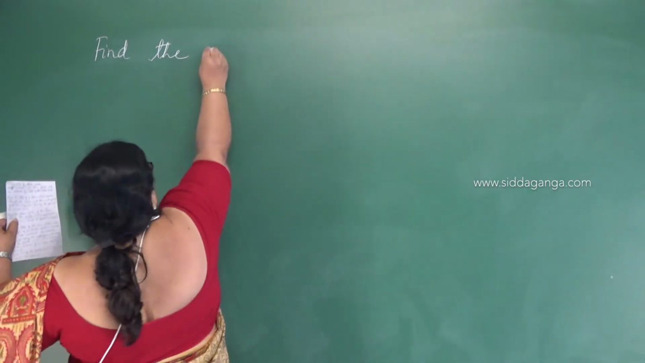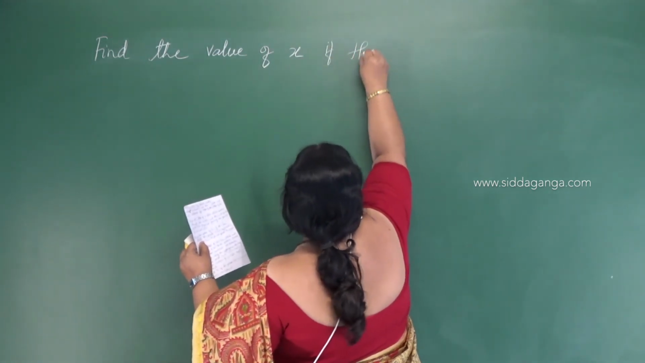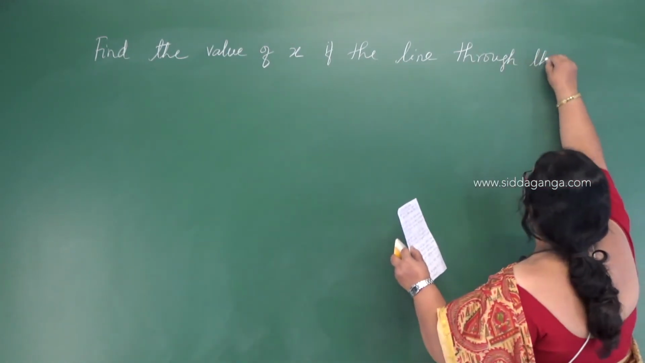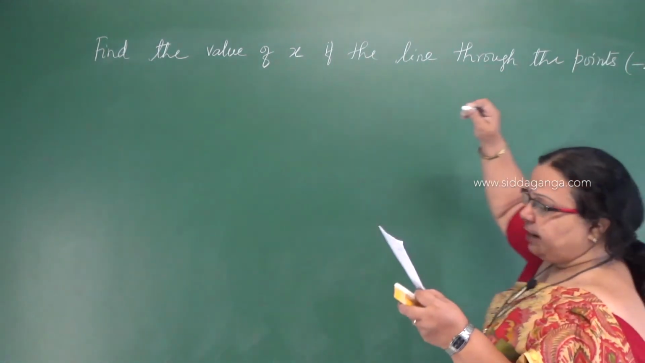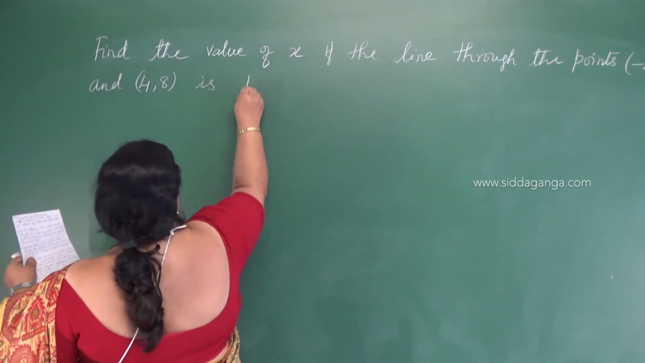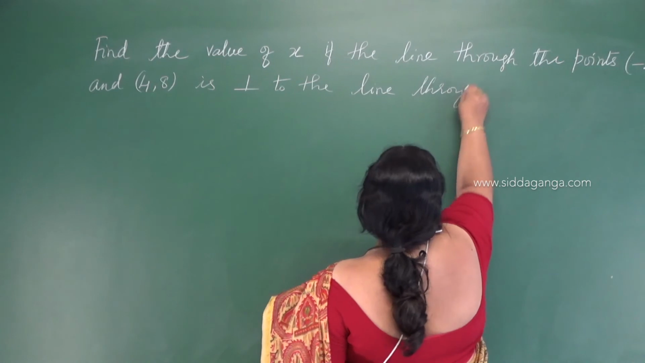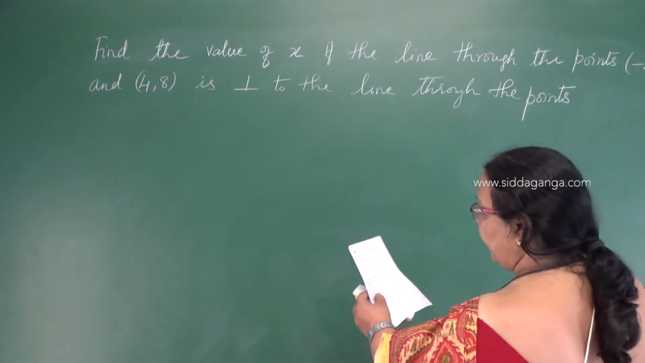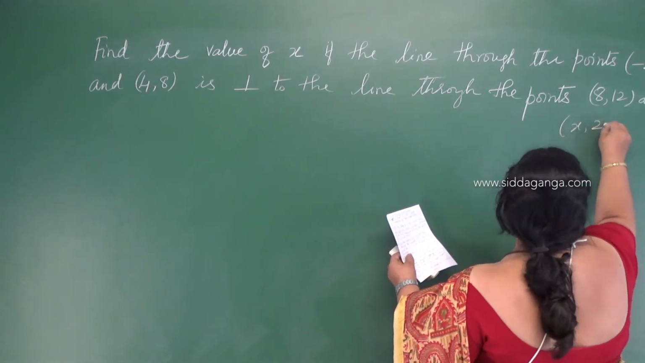We have to find the value of x. If the line through the points -2, 6 and 4, 8 is perpendicular to the line through the points 8, 12 and x, 24.